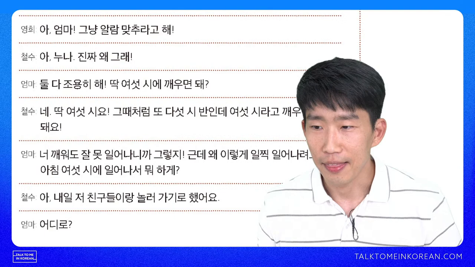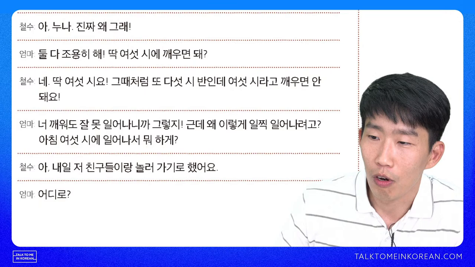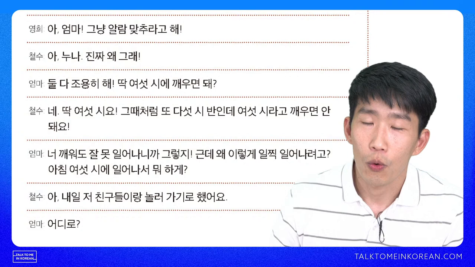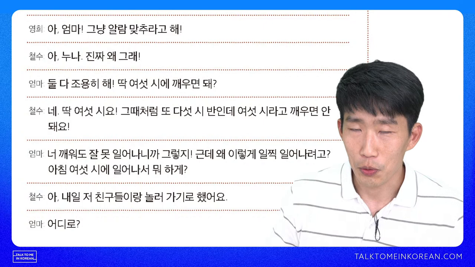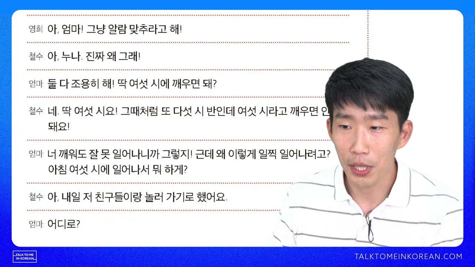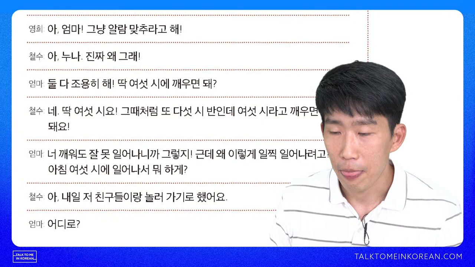And then, 아, 내일 저 친구들이랑 놀러 가기로 했어요. Tomorrow, 놀러 가기, going to hang out somewhere, noun form, 로 했어요. I have decided to go on a trip with my friends. 어디로, to where? So that was the first page, first dialogue, and this is how it goes.